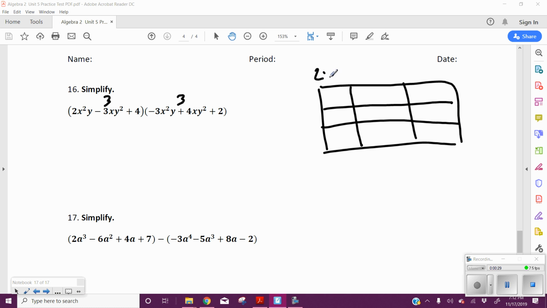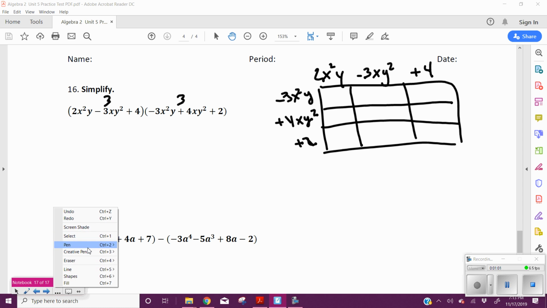So it's 2x squared y minus 3x y squared plus 4 together with negative 3x squared y plus 4x y squared plus 2. And if my pen decides to continue to delay, this is going to be horrible. I apologize in advance. Let's begin.